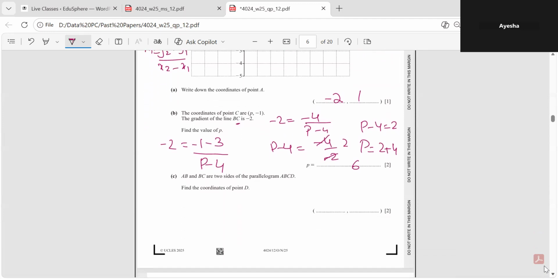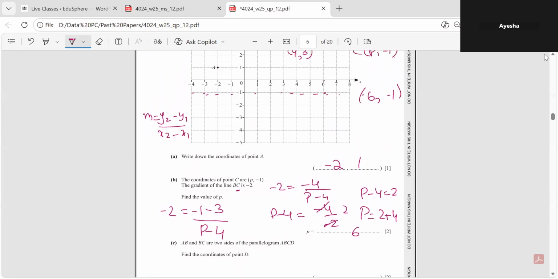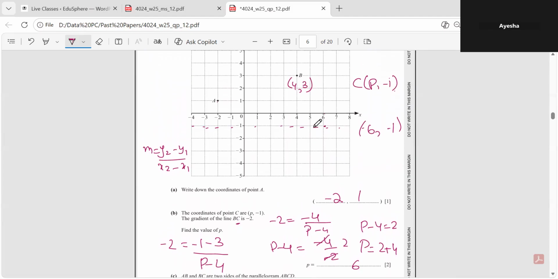So this is also proved. Now this question, they say that AB and BC are the two sides of the parallelogram. Okay, so we're going to plot the C here. And we have to know what is the... and this is a parallelogram. So C is already known.